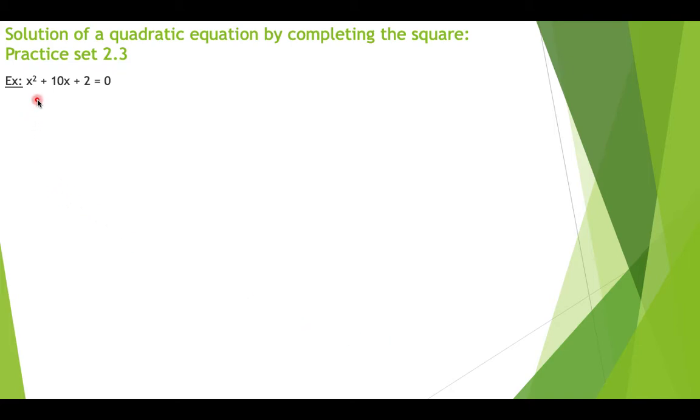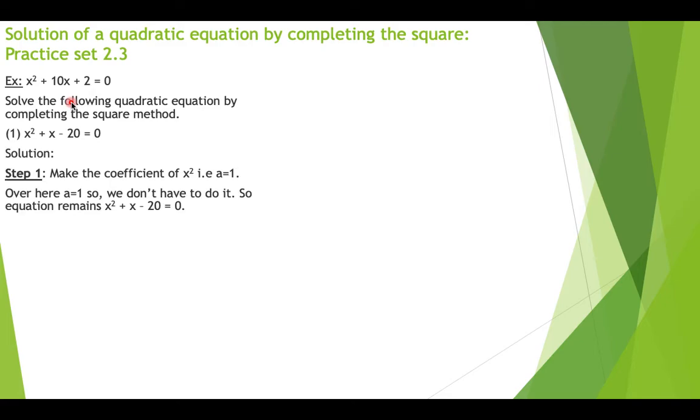factorization method. Like this one: x square plus 10x plus 2 is equal to 0. In such a quadratic equation it is difficult to find the factors. So in such cases we use something called the perfect square method. In this method, we try to make these two expressions, along with this expression, a perfect square.